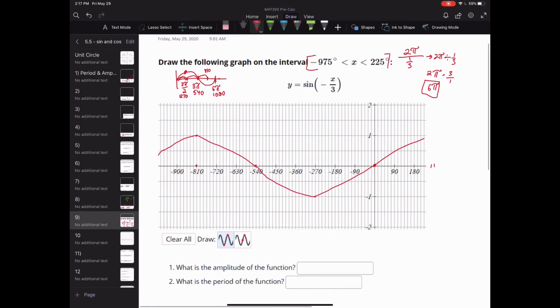What is the amplitude of this function? Well, the amplitude is 1. What's the period of this function? 6 pi.